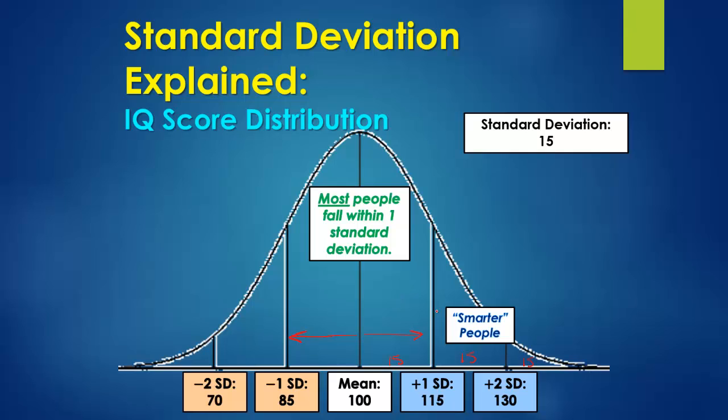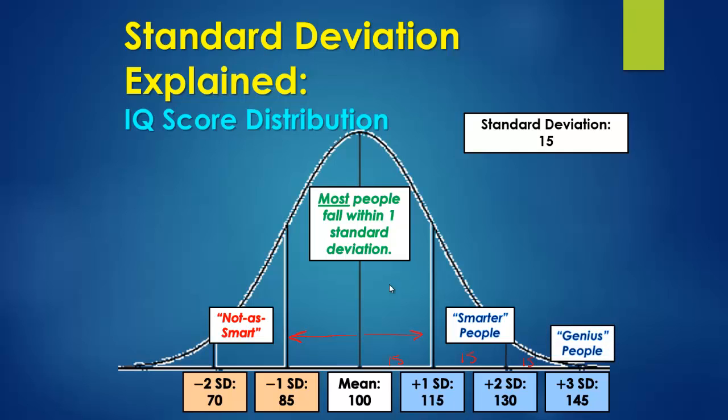Like this would be your smarter people, and this would be your, well, let's be politically correct and say not as smart. And then if we did another 15, that would be three standard deviations. These would be the people with genius level intellect. So this is like IQ. And going down another 15, that would put us at 55, and those would be people who have a cognitive disability, which is the politically correct way of saying it.